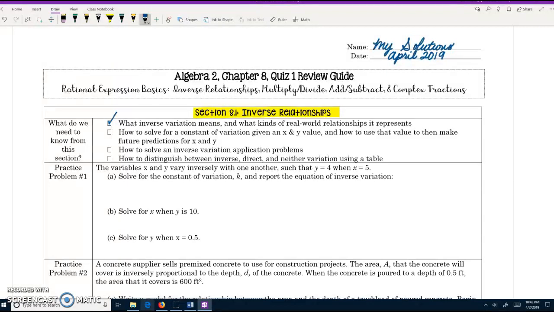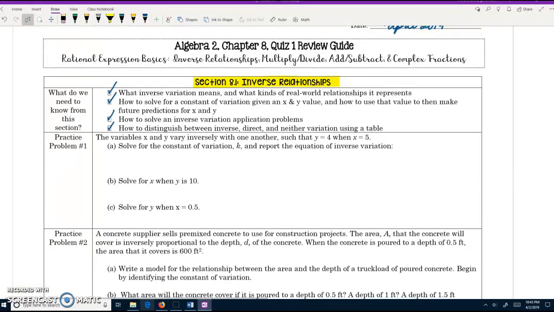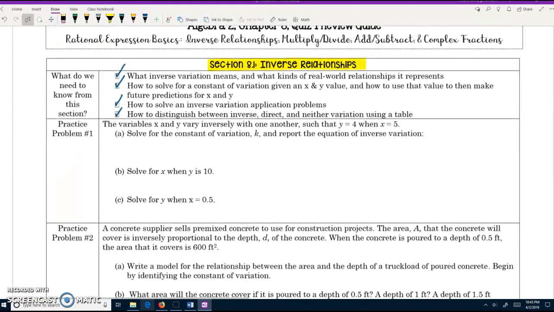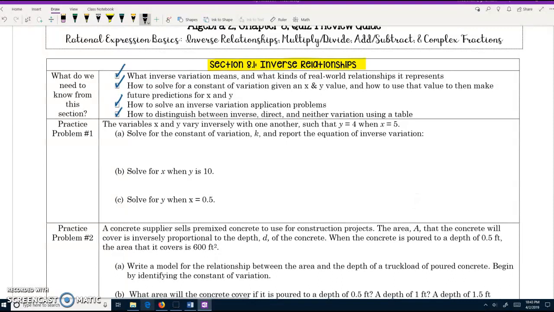Then you want to be able to solve for your constant of variation. You want to be able to work with inverse variation applications and then distinguish between if you have an inverse relationship or if you have a direct relationship or if you don't have any kind of relationship. So first practice problem, it tells us the variables x and y vary inversely with one another such that y equals 4 when x equals 5.